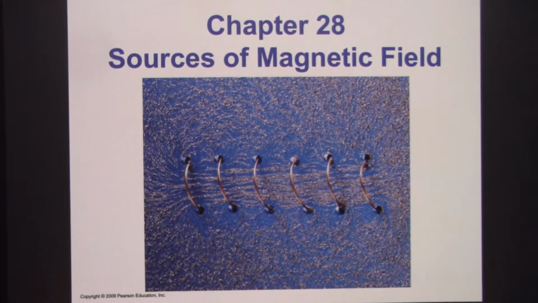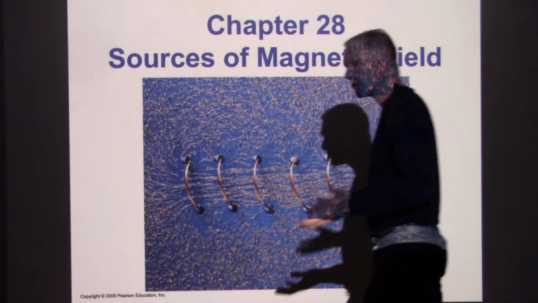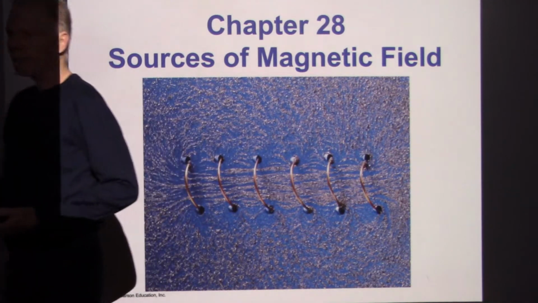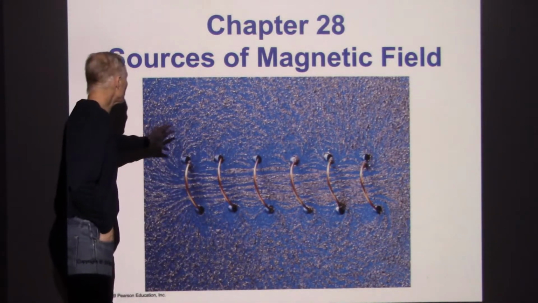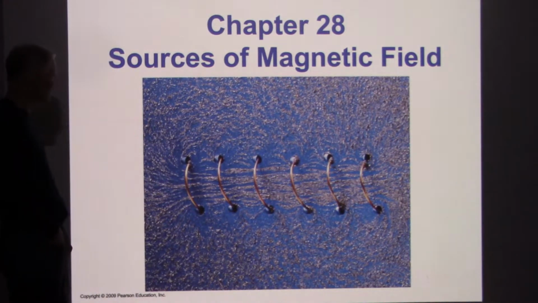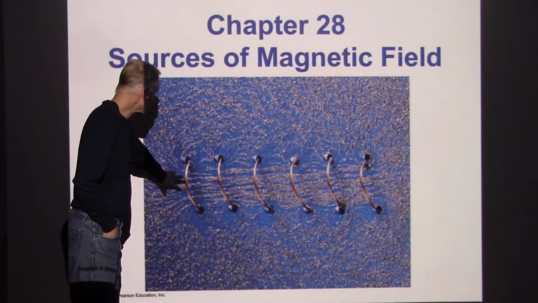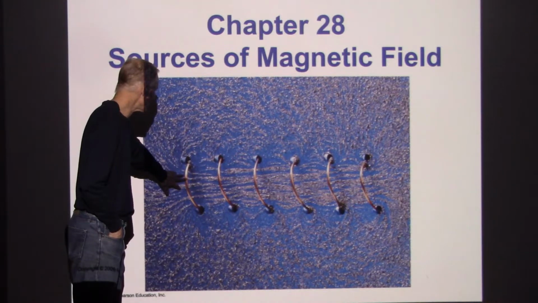Good morning. Today we have another chapter on magnetic forces and fields. Chapter 27 was primarily on magnetic forces, and now we're going to look at where the magnetic fields are being generated. So how do we generate a magnetic field? Now the picture on the front of this chapter looks kind of like the last one. What we're doing this time is we're running a bunch of current through here.